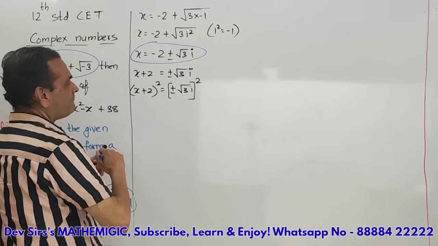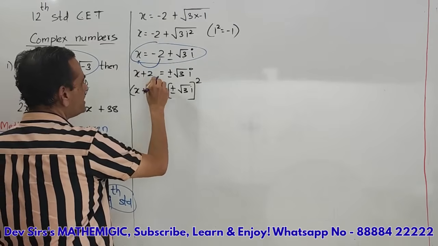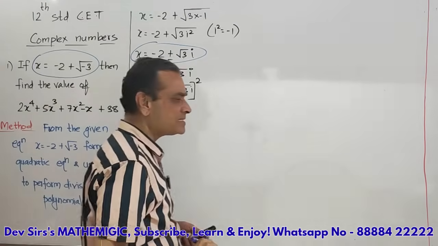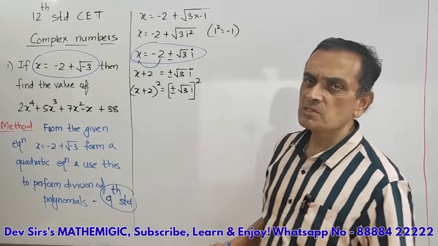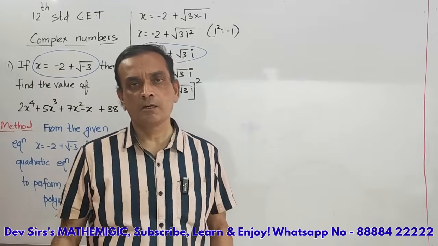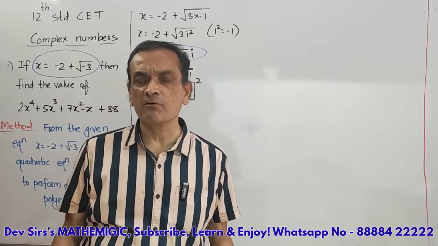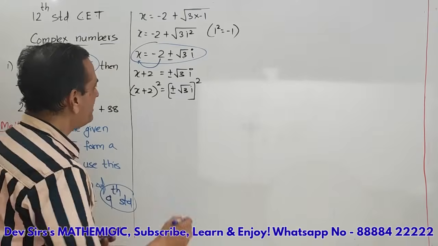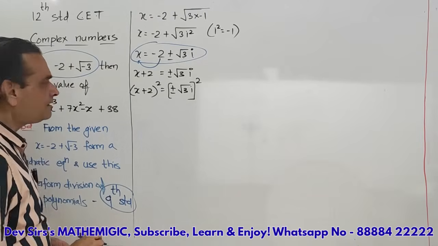So what have I done? -2 I have taken on the left hand side. X plus 2 is equal to plus or minus √3i. Quadratic equation means you have to square both sides. Unless and until I square, how will x squared come? Quadratic equation, how will I get? So squaring both sides. Okay. Now let us solve.